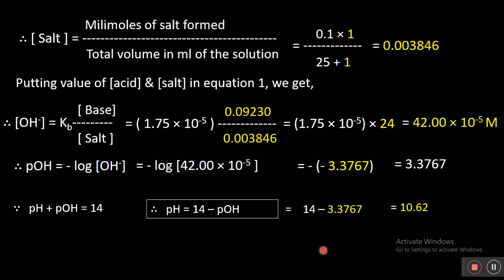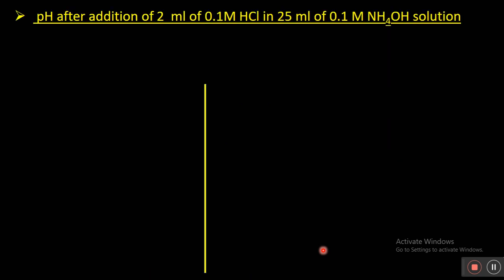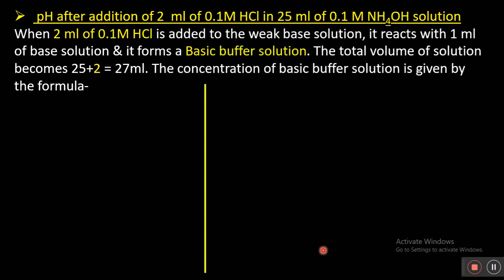Okay, now let us calculate pH after addition of 2 ml of 0.1 molar HCl in a 25 ml of 0.1 molar NH4OH solution. Okay, so when we add 2 ml of 0.1 molar HCl, it will react with 2 ml of 0.1 molar basic solution, and it will form a basic buffer solution. The total volume will be 27 ml.